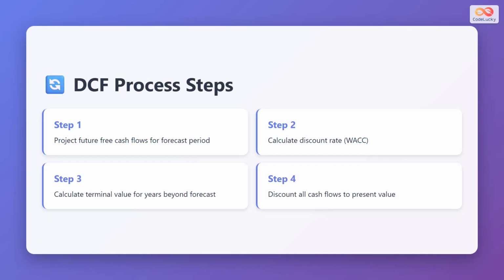The DCF process follows 4 main steps. Step 1. Project future free cash flows for the forecast period, typically 5 to 10 years. Step 2. Calculate the discount rate, usually WACC. Step 3. Calculate the terminal value for all years beyond the forecast period. And Step 4. Discount all cash flows, including terminal value, back to present value and sum them up. This gives us the total enterprise value of the business.